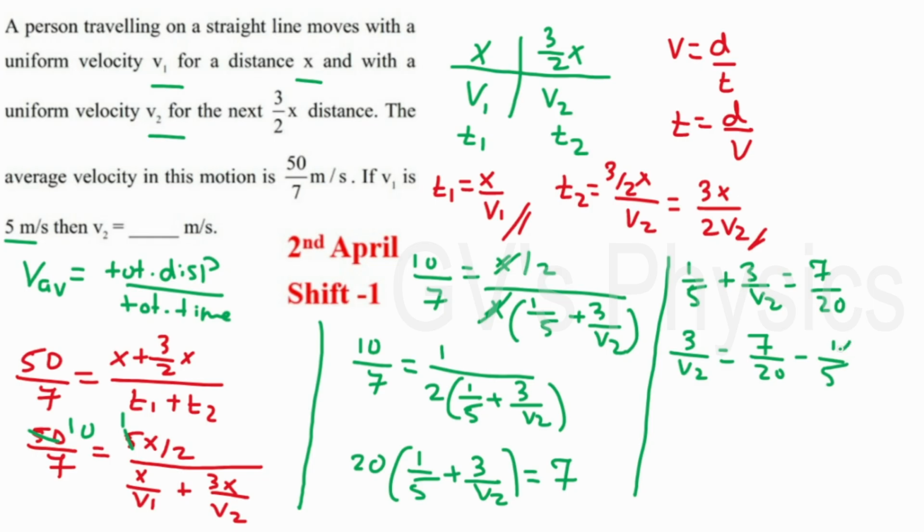So here you can multiply and divide by 4. So 4 and multiply by 4. So 7 minus 4 is 3. So 3 by 20 is equal to 3 by v2. So we can cancel 3, 3. Balance v2 is equal to 20 meter per second. Okay. So the answer is 20 meter per second. We'll see the next question.